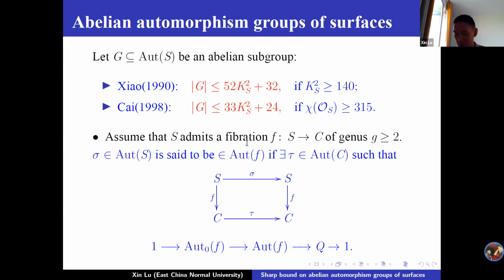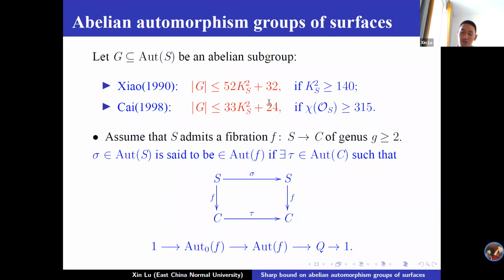So let G here be an abelian subgroup. As we mentioned before, Gang Xiao and Jinxin Cai obtained a linear upper bound for this subgroup. But as they point out in their paper, the bound obtained by them is far from being sharp. To get the sharp bound for the abelian subgroup, people first try to take some special cases as a test.